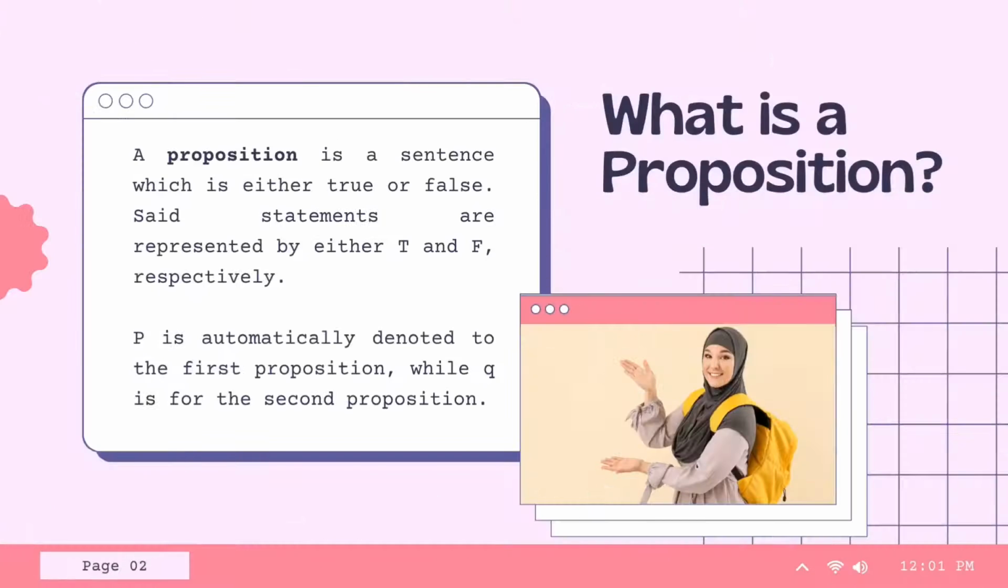To start this video off, let's have a recap on what a proposition exactly is. Well, by definition, a proposition is a sentence which either is true or false. Said statements are represented by either T and F respectively. P is automatically denoted to the first proposition, while Q is for the second proposition.